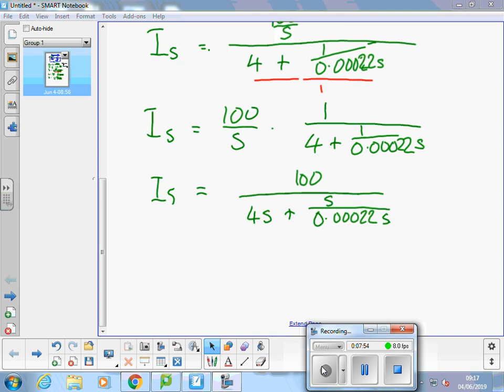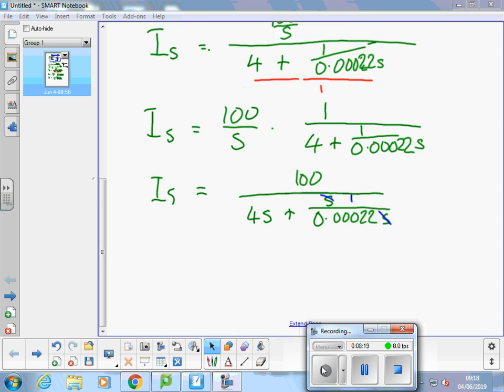What can I do to that? Yeah, these two s's will cancel out, so that cancels and becomes 1. Please don't make the mistake of dropping it completely. That cancels out. So that part there becomes 1 over 0.0022, which we can now turn into a number.